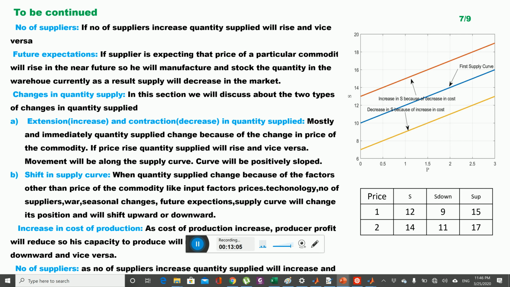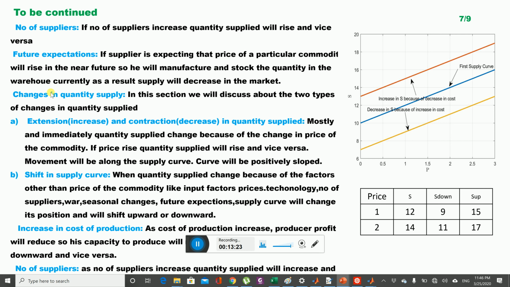So currently price does not decrease, but Mr. Hidayat decreases the quantity supplied of cement to the market. So it means future expectation is also one factor due to which the quantity supplied changes.